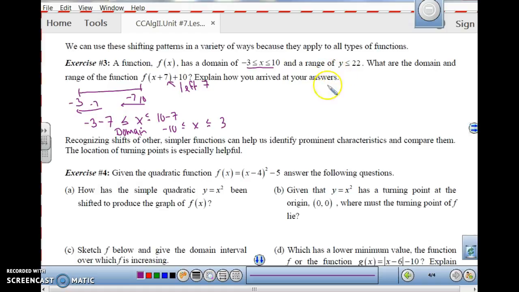Okay, now the range is y is less than or equal to 22. Well, what is the function going to do to the y's? Well, if it's plus 10, it's going to go up 10. So if we have y less than or equal to 22, and it's going to go up 10, it's going to be 22 plus 10, so y is now less than or equal to 32. So your range is affecting the y's, your domain is affecting the x's. Because it's x plus 7, it went to the left, plus 10 means it went up. So recognizing shifts of other simpler functions can help us identify prominent characteristics and compare them. The location of turning points is especially helpful.